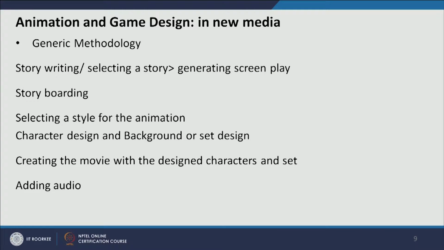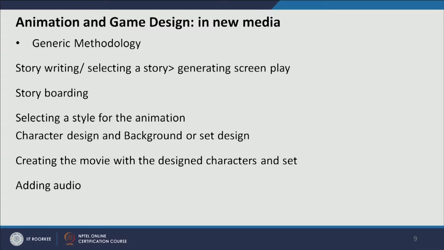From the storyboard, then the selection of a particular style of animation, whether it has to be 2D animation or 3D animation, and in 2D or 3D animation, what kind of particular style, color palette, textures and illumination level, each and everything has to be decided. And as part of that, we have to design the character, as well as the setup or the background, and then the creation of the movie has to be done with the movements of characters and changes of the background or set.